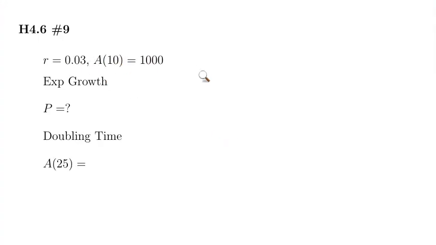Then what we want to do is find the p-value, the doubling time, and the value of A of 25. So let's find P first. Since this is going to be exponential growth, the formula is A of t is equal to P times e to the rt. In this case, R is already given, so I'm going to put 0.03 for R. So we end up getting this formula here.